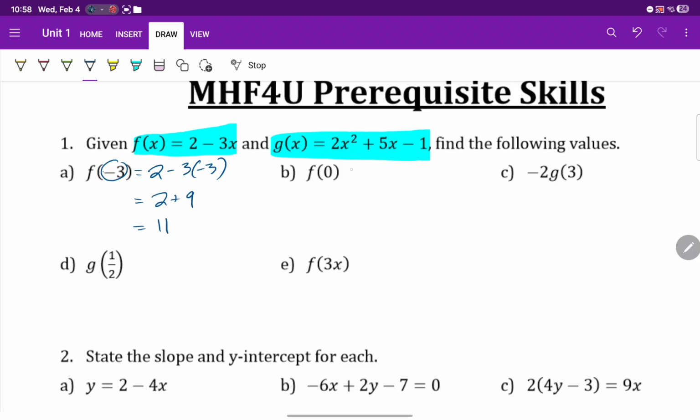Okay. F of 0, I'm just subbing in 0. That's equal to 2 because negative 3 times 0 is 0.